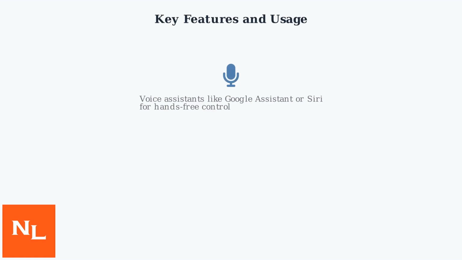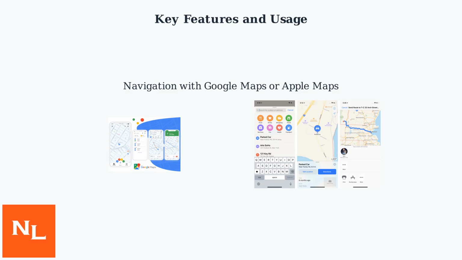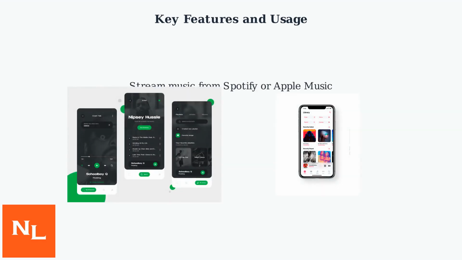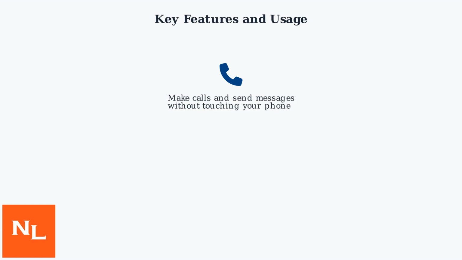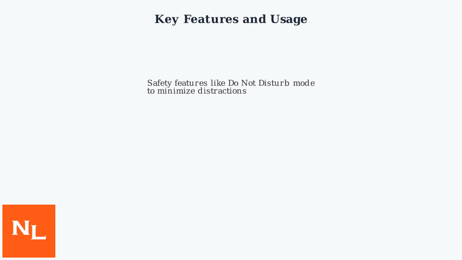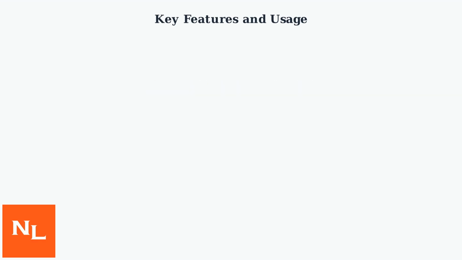Once connected, you can use voice assistants like Google Assistant or Siri for hands-free control. Access navigation apps like Google Maps or Apple Maps for turn-by-turn directions. Stream music from Spotify or Apple Music while driving. Make calls or send messages without touching your phone. Utilize safety features like Do Not Disturb mode to minimize distractions while driving.